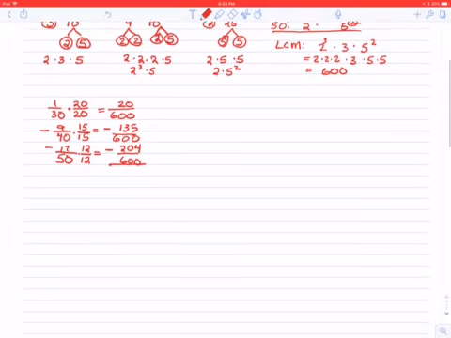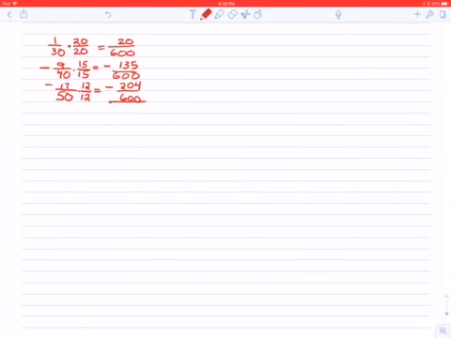So now that the denominators are all the same, I can keep the denominator, and I'll add and subtract the numerators. So I have 20 minus 135 minus 204. So when 20 minus 135 minus 204 gives me a negative 319. Now, if either the numerator or the denominator is negative, it makes the whole fraction negative.